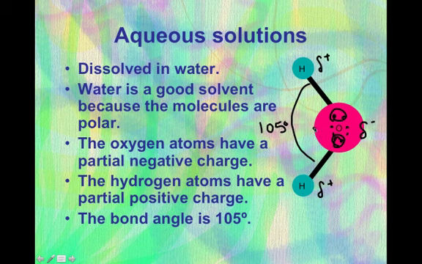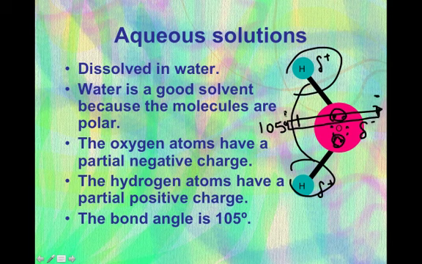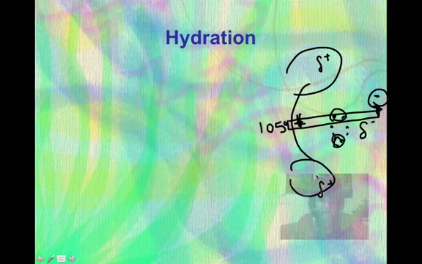You see, this angle right here is 105 degrees. If it was like 90 degrees, then our vectors would cancel out and the positive on this side would cancel the positive on this side. But since it's 105, they don't cancel out, and so we end up establishing a positive area here and a negative area on this side. So that's what makes water a polar molecule. And because it is, we have a region with a positive charge and a region with a negative charge. That's an important feature of water. And let's see why.